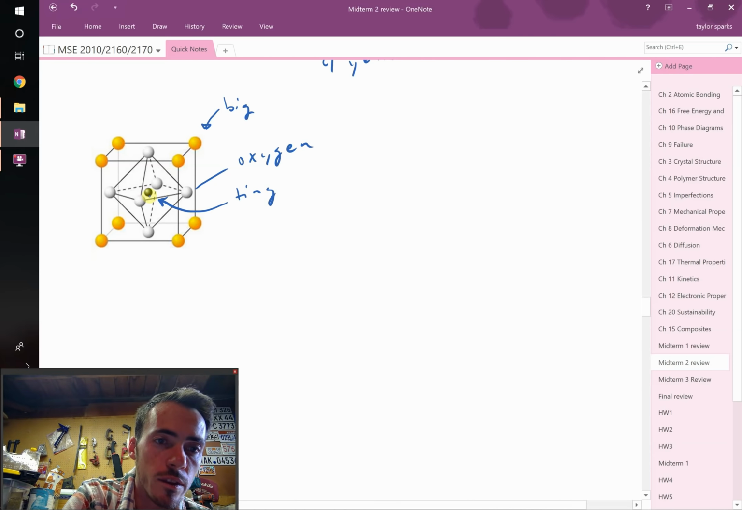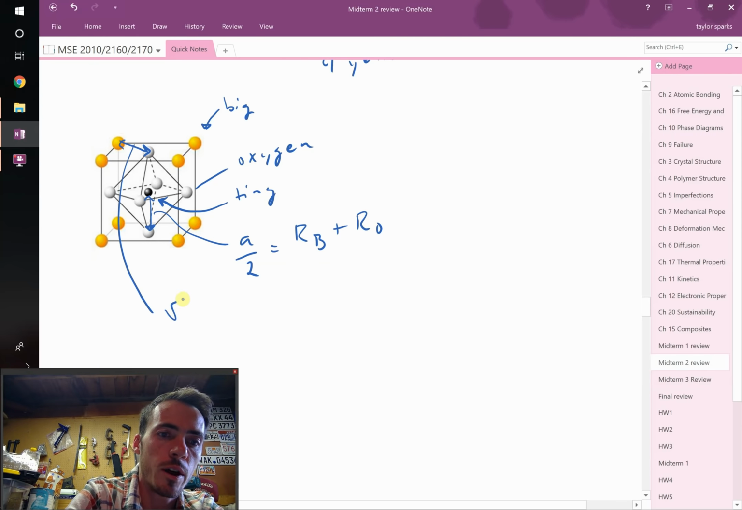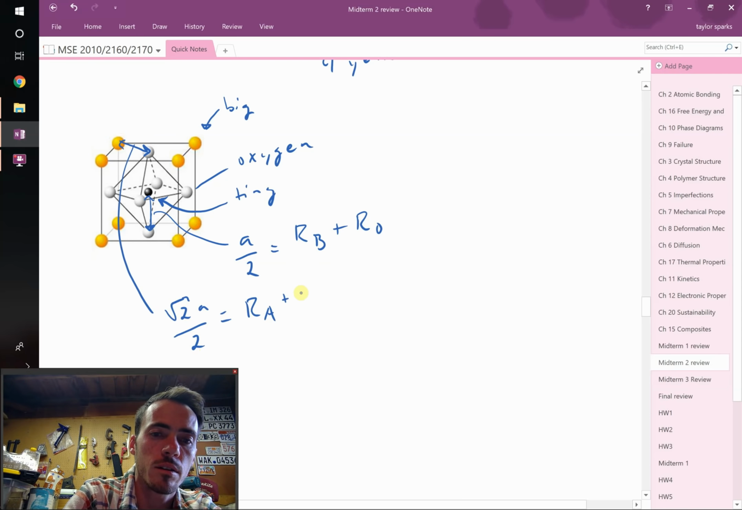then this distance right here would clearly be a over 2, right? It's going from the bottom of the unit cell halfway up. That's going to be equal to the radius of the B cation plus the radius of oxygen. Meanwhile, along this face, if those are touching, that would be root 2 times a divided by 2. That would be the radius of the A cation plus the radius of oxygen.